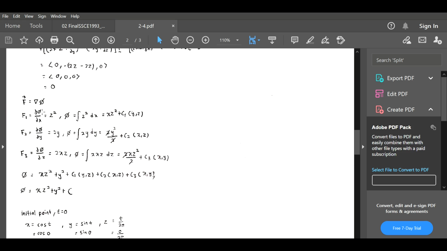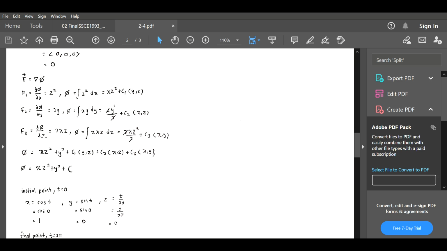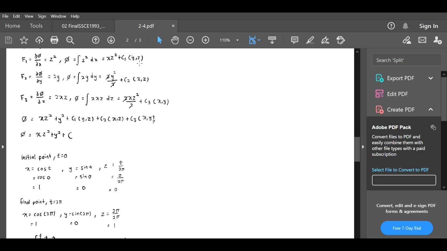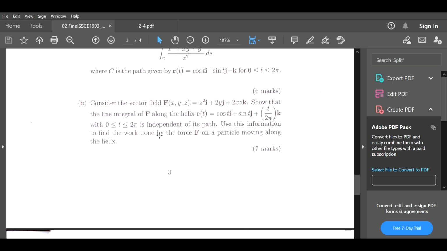So f1 is delta phi over delta x. This one is differentiated with respect to x, and then this is what you get. Again, f2 is differentiated with respect to y, and f3 with respect to z, and all of this we include in the final phi equation, and then the c1 we can combine to become a big C. Okay, so again, we are not given a point.